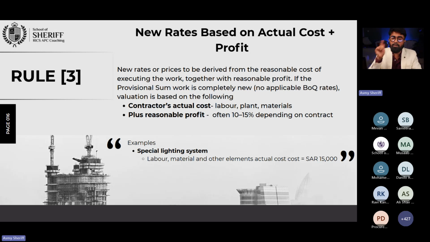So now you will go back to the contractor. You will tell the contractor, submit me all the materials, all the labors, all the plants, everything that you incurred, and give that to me. I know that you're going to do the work. I'm going to give you on top of that 10 or 15% as additional money.